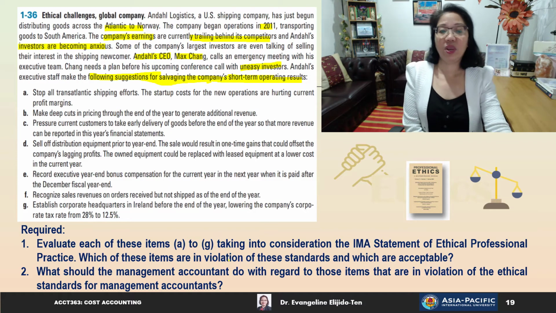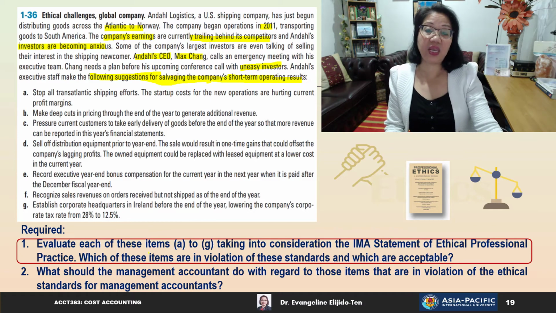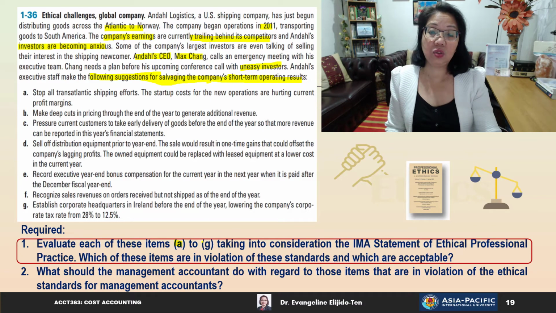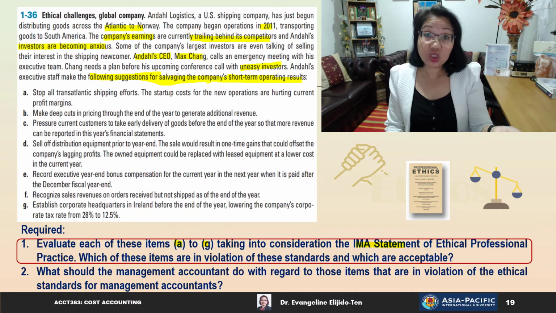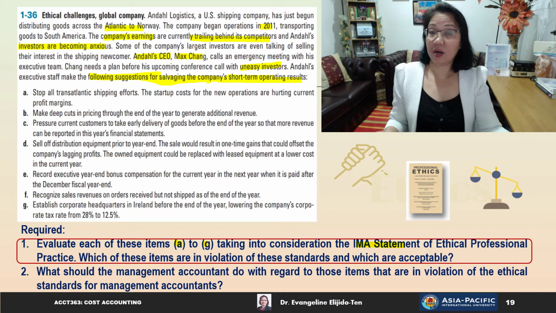All right, 7 recommendations. And the first requirement is to evaluate each of these items A to G, taking into consideration the IMA's statement of ethical professional practice, and we're asked which of these items A to G are in violation of the IMA standards and which are acceptable.